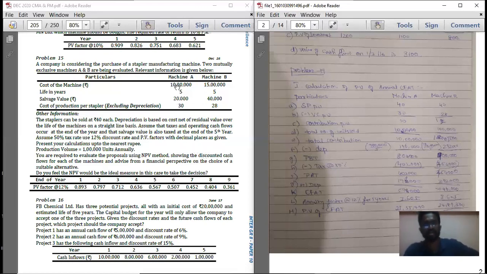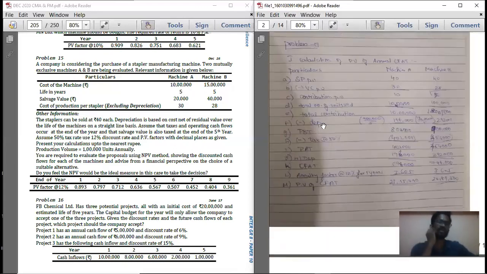You can also calculate, the cash outflow is only the cost of machine, that is 10 lakh and 15 lakh. So first we should calculate the present value of annual CFAT, then the present value of cash outflow, then add the present value of annual CFAT and the present value of scrap value, then deduct the present value of cash outflow. You will get the NPV for both the machines. So below that, record problem number 15.